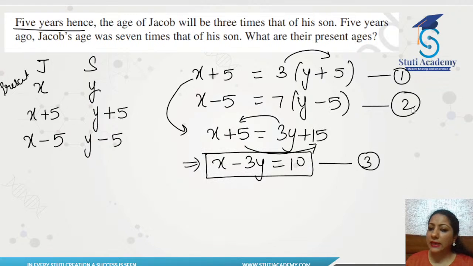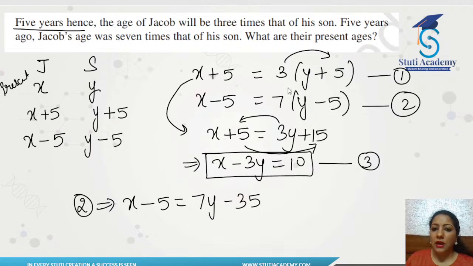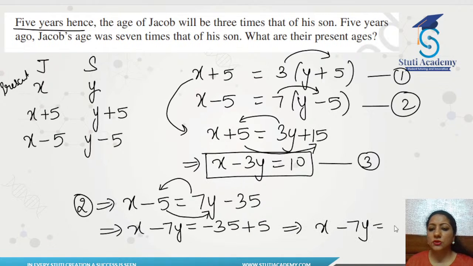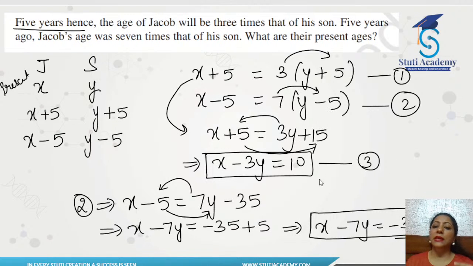Now in the same way, we'll take the second equation and we're going to rearrange the terms. So second equation, we have X minus 5 is equal to 7Y minus 35. I've taken this 7 inside the bracket and I've multiplied this with each term inside the bracket. So now we have X minus 7Y. 7Y I've taken on the left hand side and minus 5 I've taken on the right hand side. So just see, we have minus 35 plus 5. That's actually X minus 7Y is equal to minus 30. Now this is the fourth equation. From second equation, we have simplified this and we've got a new one. That's fourth equation. So equation 2 and 4, they are equivalent equations.